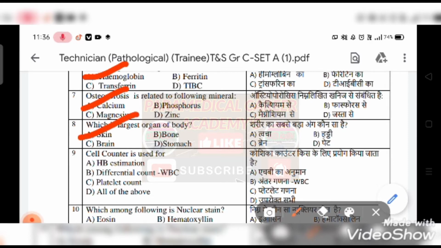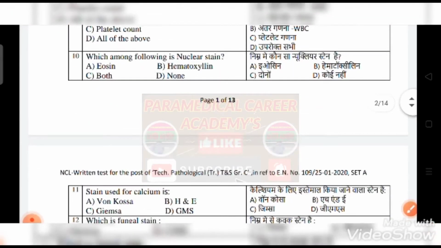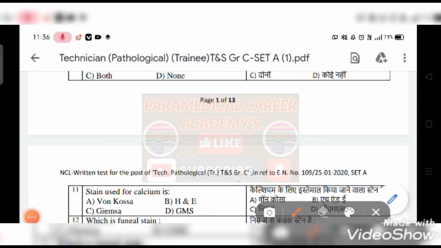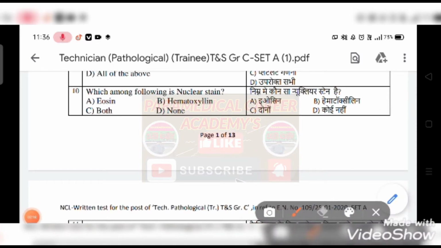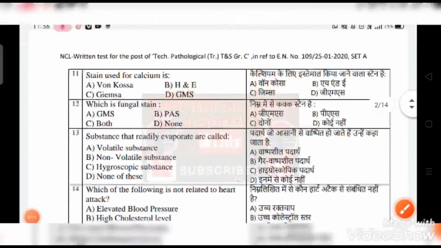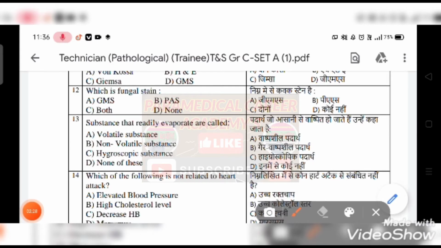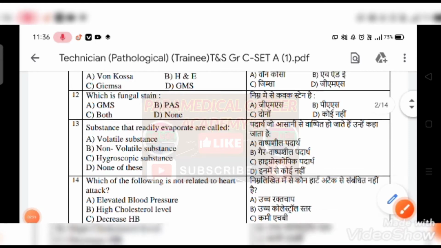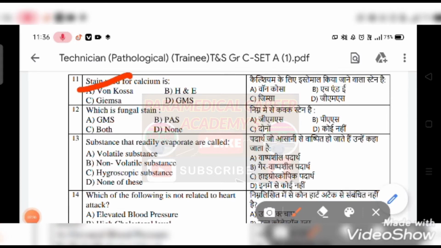Ninth question, cell counter is used for? Answer is D, all of the above. 10th question, which among following is nuclear stain? Answer is B. 11th question, stain used for calcium is? Answer is A, von Kossa. 12th question, which is fungal strain? Answer is C, both.